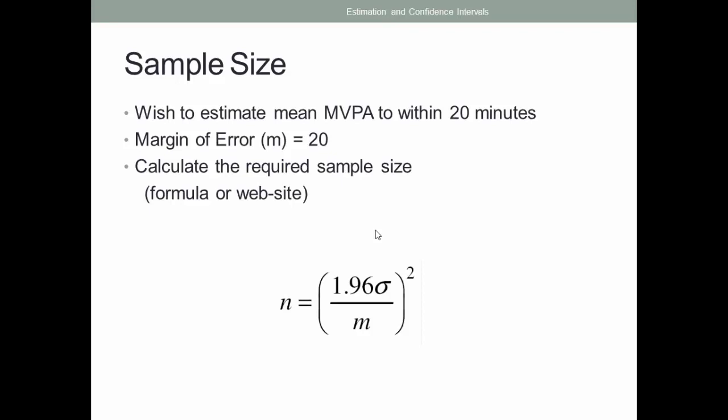Or perhaps you might make a statement to yourself that 95% of people will lie within 2 standard deviations, and that would give you a sense of what the standard deviation is going to be. So you use an estimate for your standard deviation in this formula. You use a margin of error that you specify. You use the 1.96 because it's a 95% confidence interval. And when you put all that together, it gives you the number of people that you need.